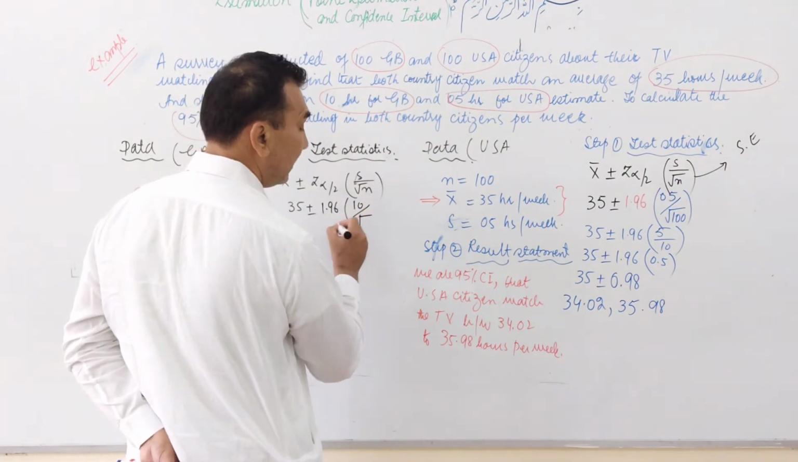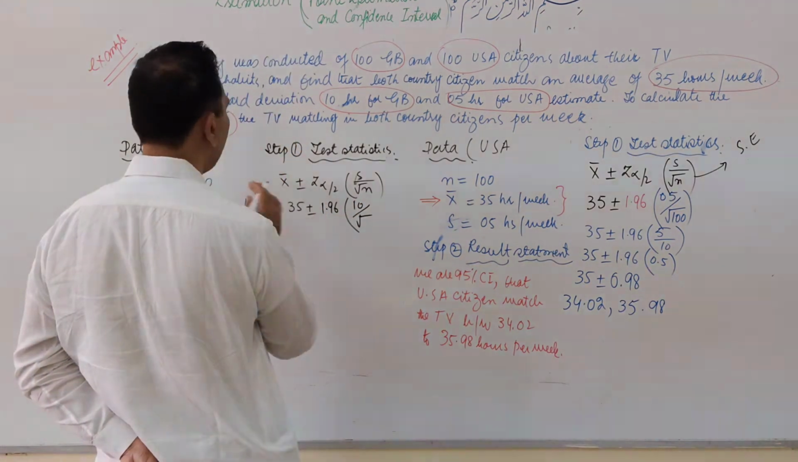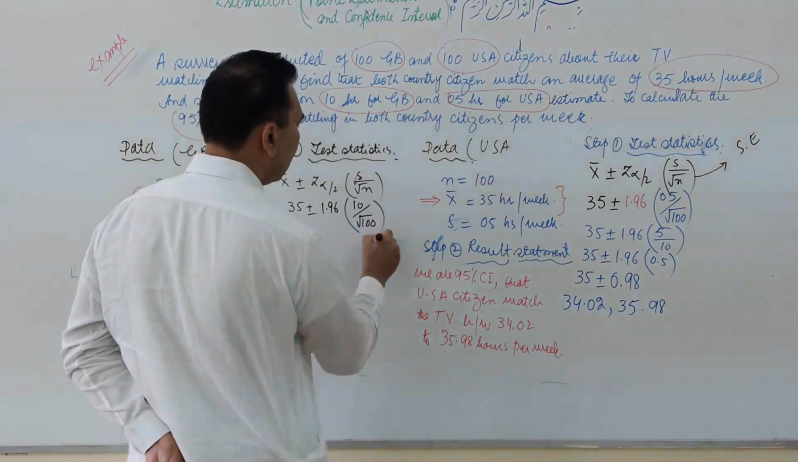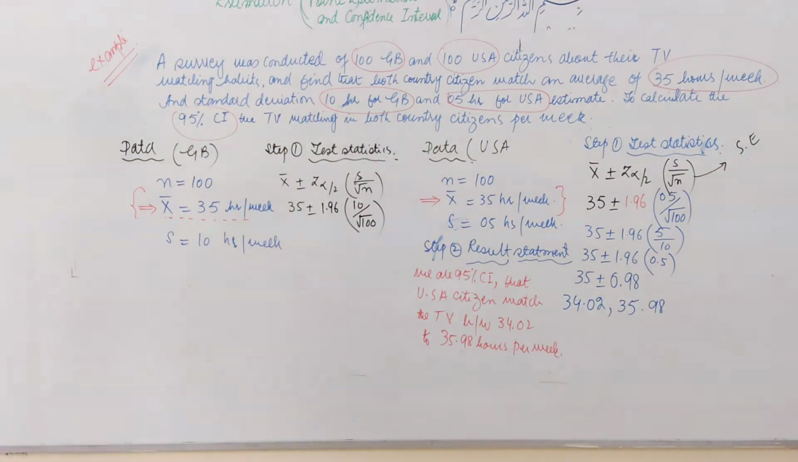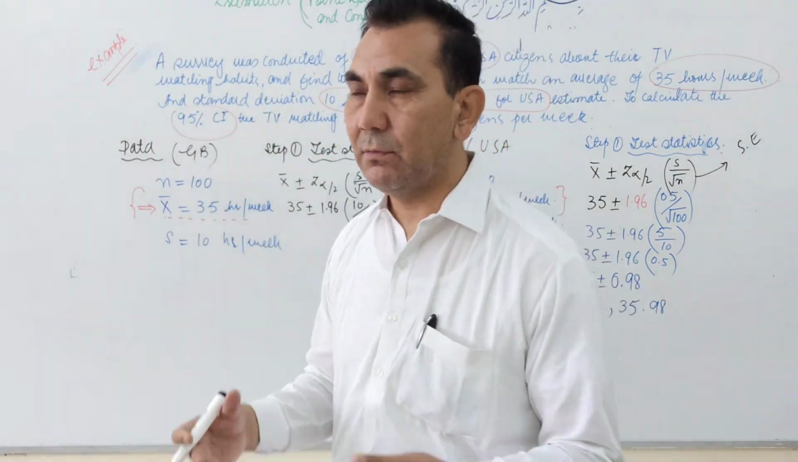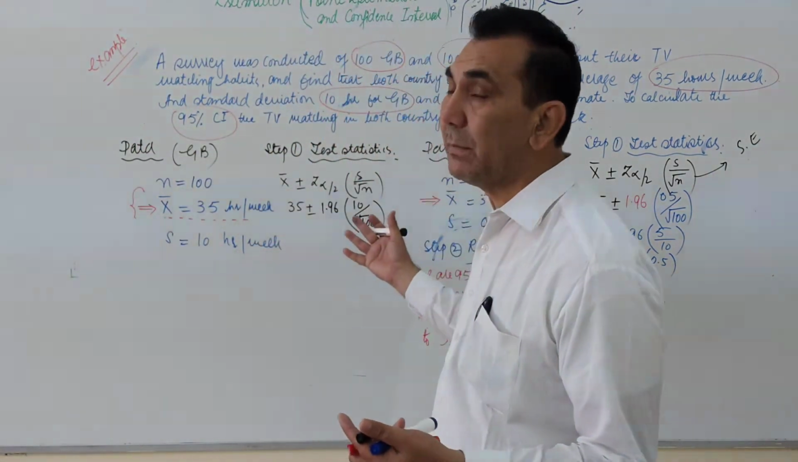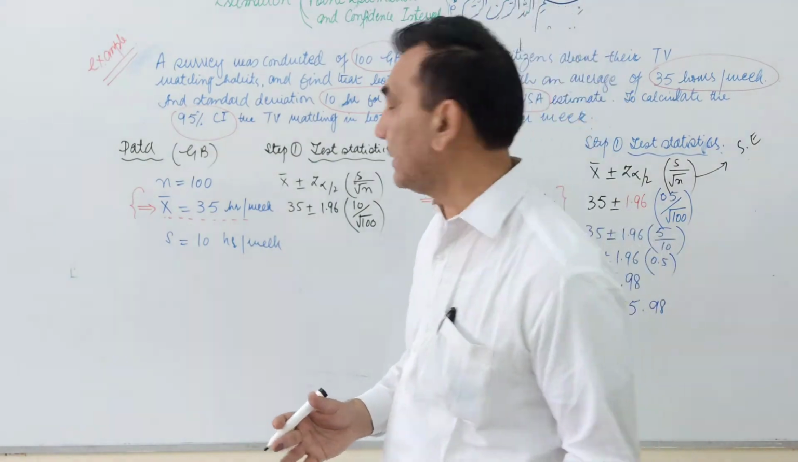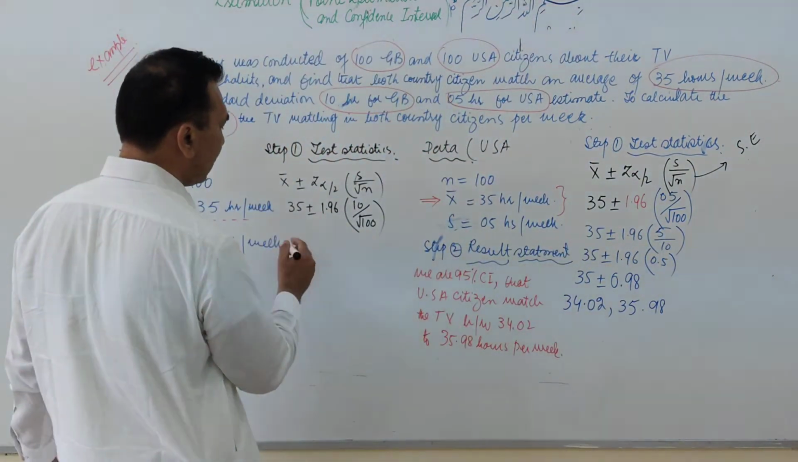Now what is the square root of the n? The 100 citizen. In the survey, the sample size selected from both countries was the same: 100 Great Britain citizens and 100 US citizens. Now we will go to solve it.